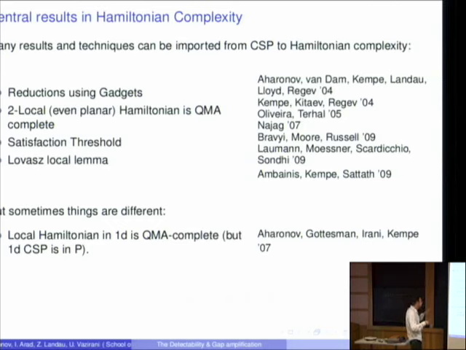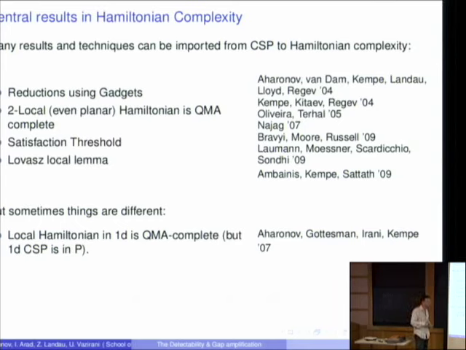But it's not true that all the time the classical results go through to the quantum world, and one such example is local Hamiltonian in 1D, which is known to be QMA complete. This is work by Aharonov et al. from 2007.